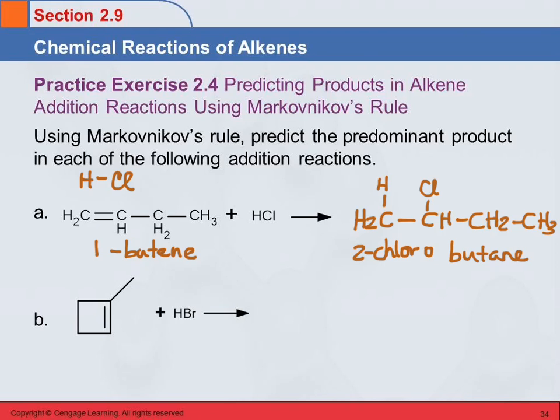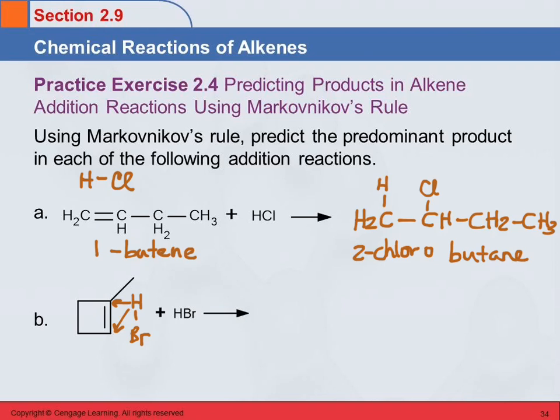Let's look at letter B. Some of these line angle drawings just look like weird geometric shapes. So adding HBr, the HBr is going to add across this double bond. So the hydrogen's choosing to go here or to here. Which one of those carbons has more hydrogens? None of the hydrogens are shown, are they? The bottom one has more hydrogens.